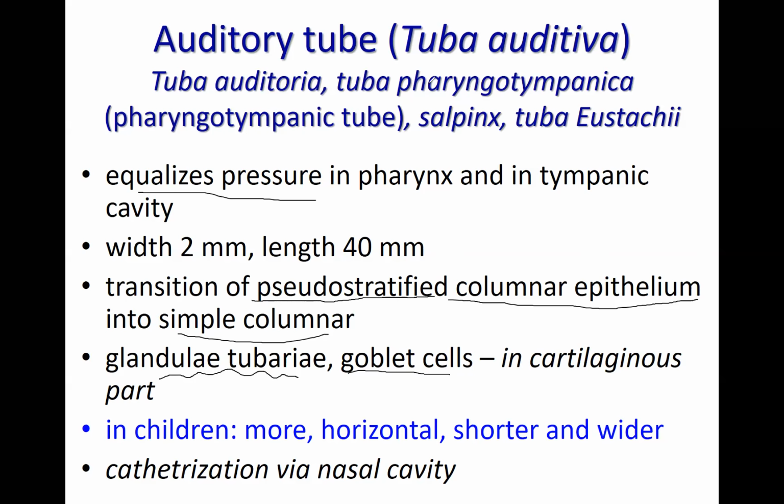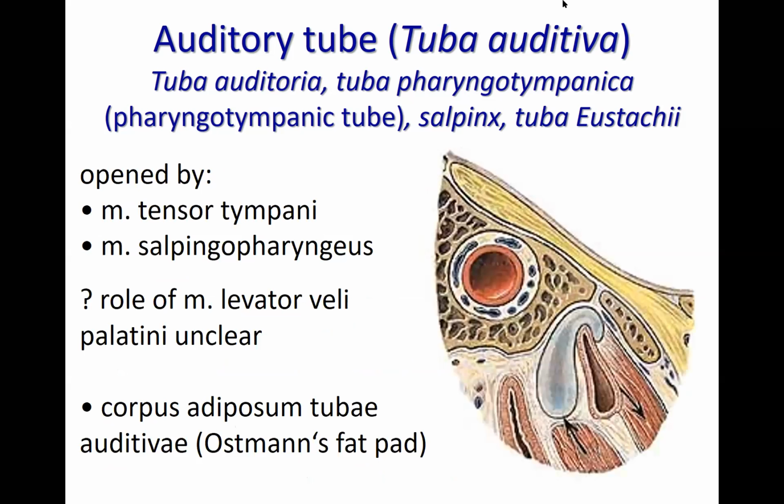So it is opened during swallowing by the action of two muscles, tensor veli palatini and salpingopharyngeal muscle, which you can see in the figure here. And some function of the levator veli palatini is also related, but we are not very sure about its proper function, if it helps in opening or in closing.